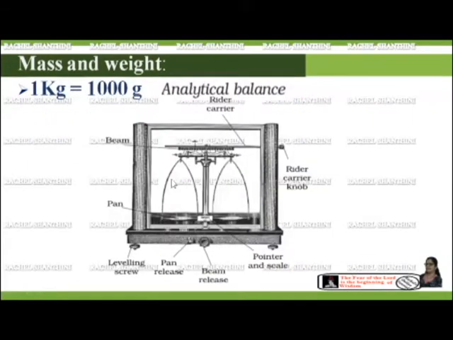Mass of a substance can be determined very accurately in the laboratory by using this analytical balance. We know that the SI unit of mass is kilogram, and we know the conversion 1 kilogram is equal to 1000 grams. In laboratories, we use very small amounts of chemicals, so we need to express mass in grams.